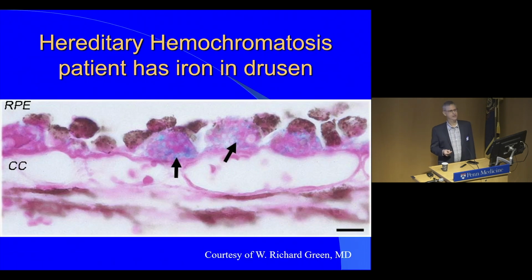Now this begs the question, how about a very common hereditary disease called hereditary hemochromatosis? Do these patients who have high iron levels in their blood also have an increased risk of retinal disease? Well, in this case, a patient who had AMD with RPE cells draped over the top of these drusen had lots of iron in the drusen. It's seen in the Perls stain.